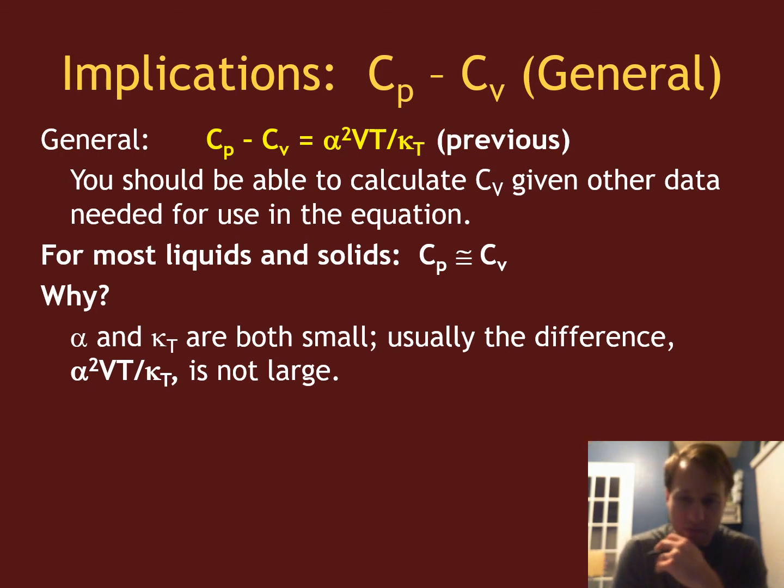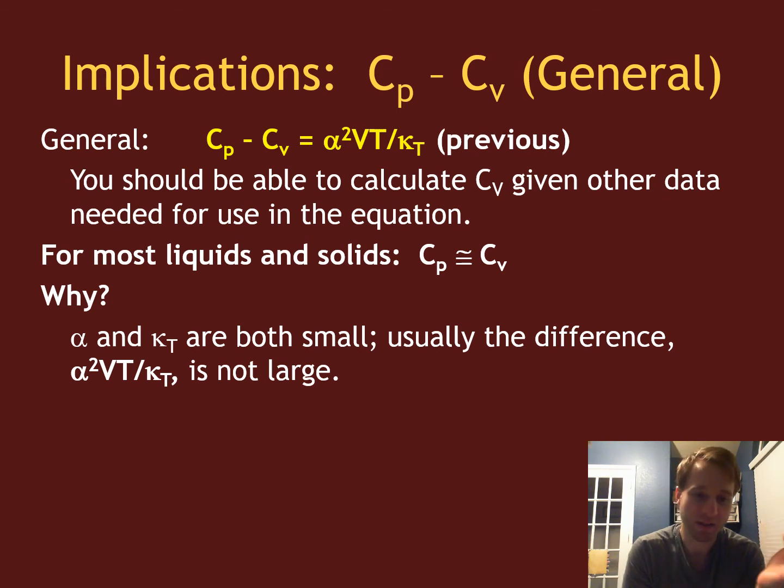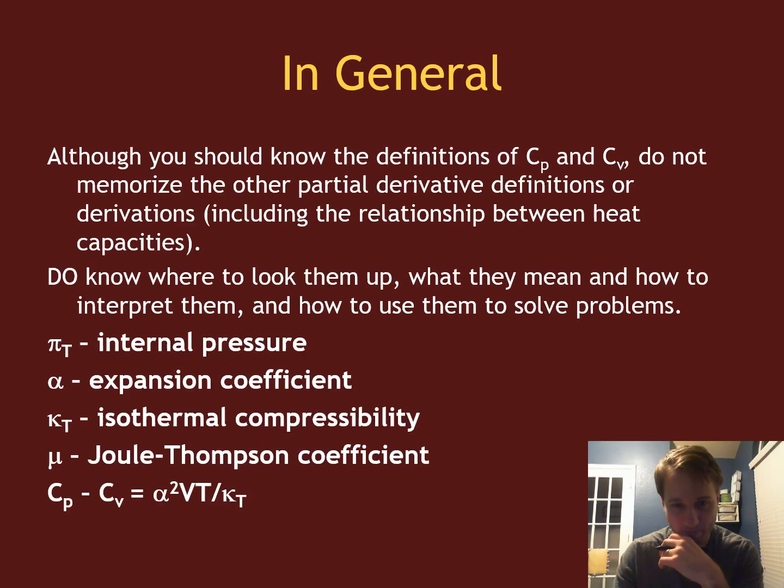Now we'll note that for liquids and solids, CP and CV are very similar to each other. It's usually because the expansion coefficient and isothermal compressibility are both usually small. The ratio of two small numbers isn't necessarily small, but here you have the expansion coefficient squared divided by the isothermal compressibility, so that ratio typically ends up being a very, very small number. So often the heat capacity difference between constant pressure and constant volume for liquids and solids is minuscule.